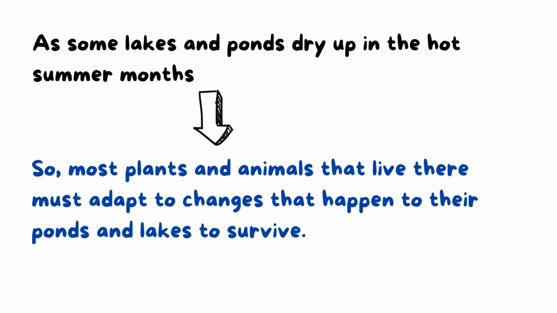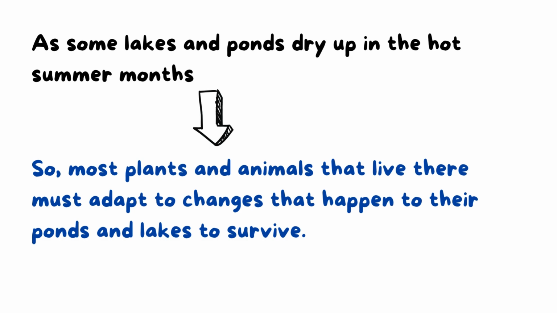This causes most plants and animals that live there to adapt to the changes that happen in their ponds and lakes to survive. Living organisms there adapt to changes that happen in the ponds and lakes, such as when they dry up, so the organisms can survive there.